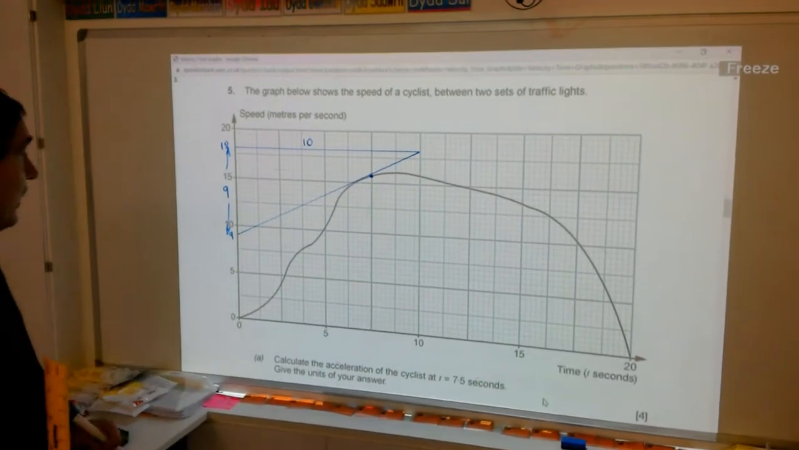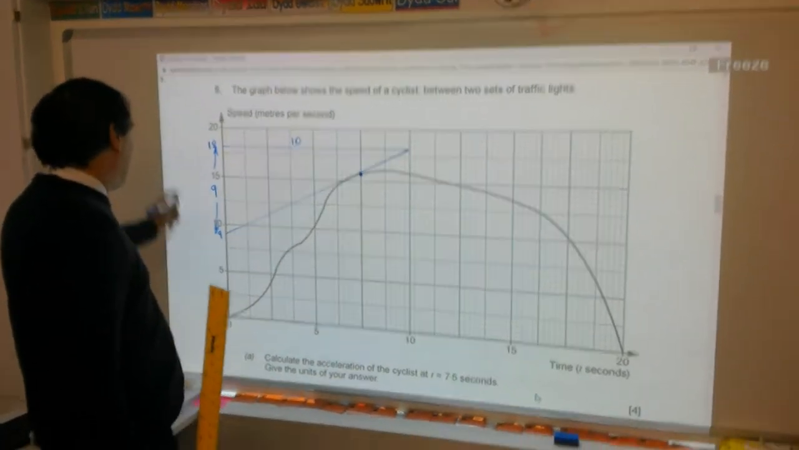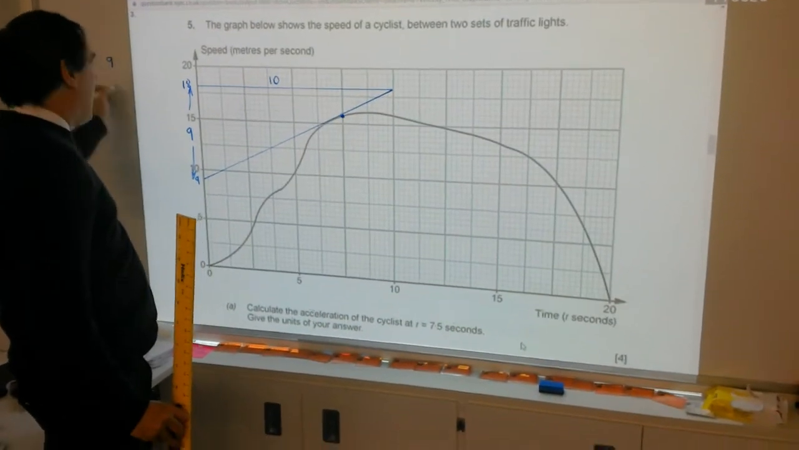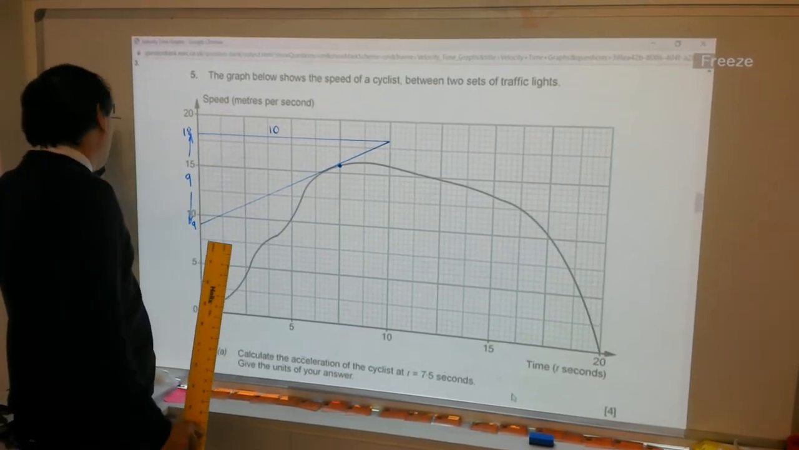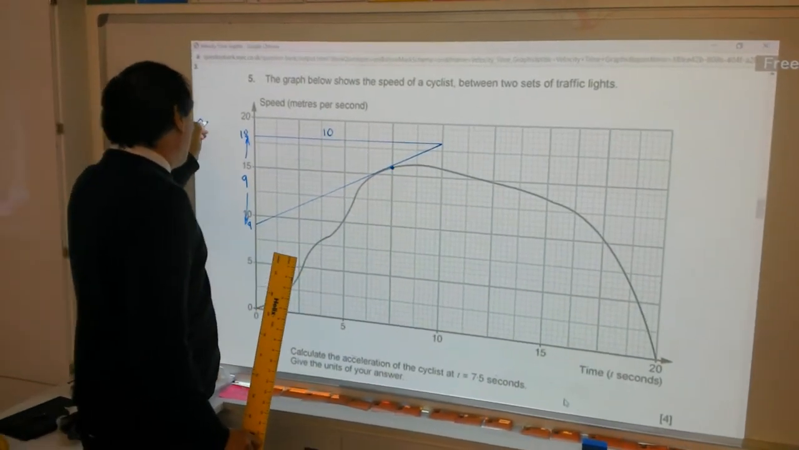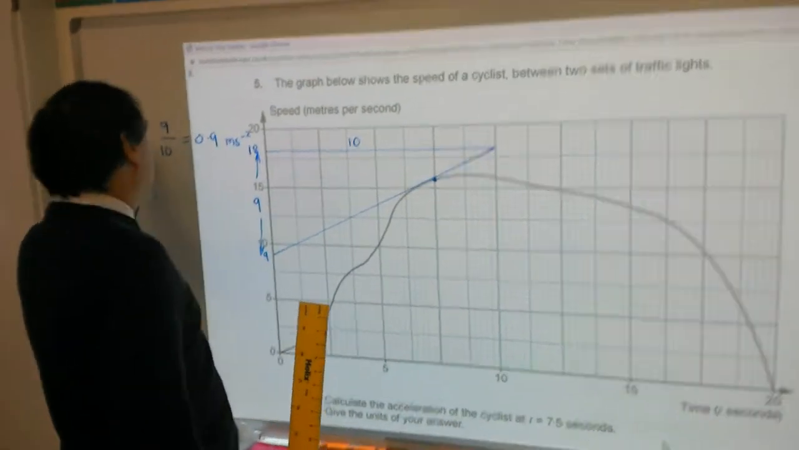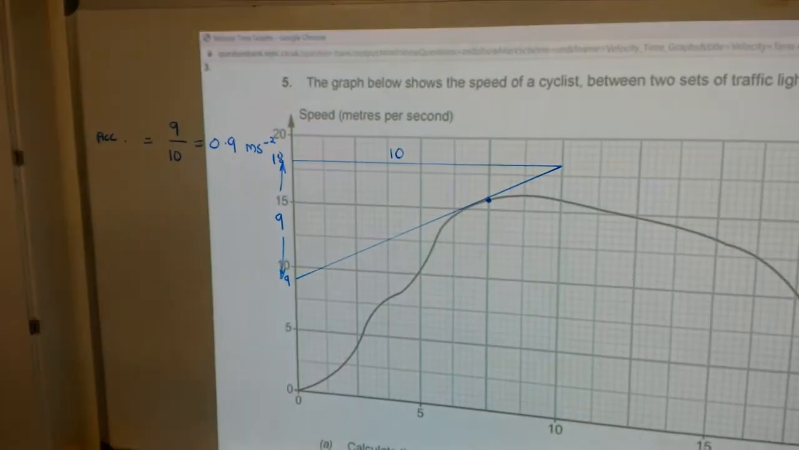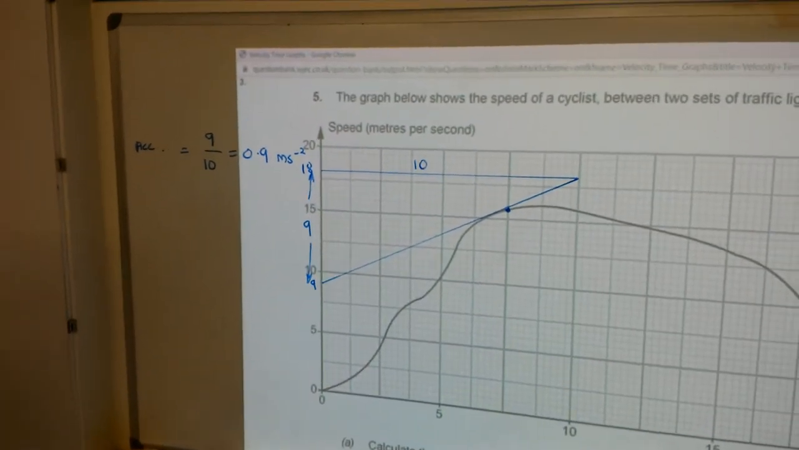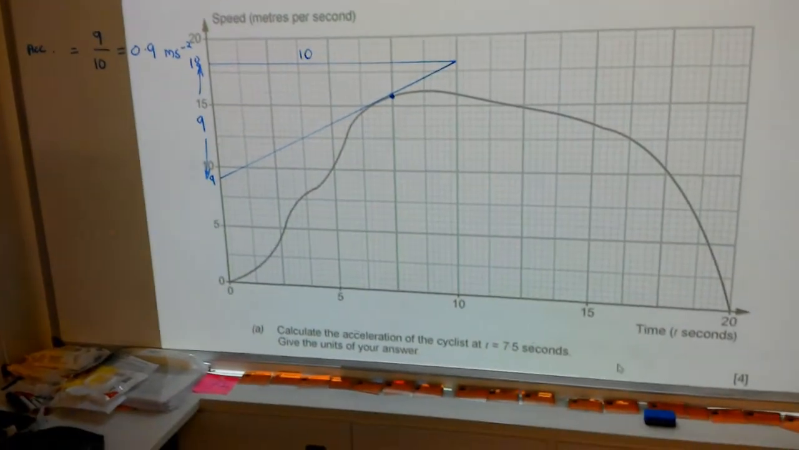Now, the acceleration is going to be the gradient of this tangent. So the gradient is going to be the vertical movement, which is 9, divided by my horizontal, which is 10. You can see why I chose 10 now. And that gives me 0.9 meters per second squared, because we're dealing with acceleration. So acceleration is 0.9 meters per second squared. Okay, that's that bit out of the way.